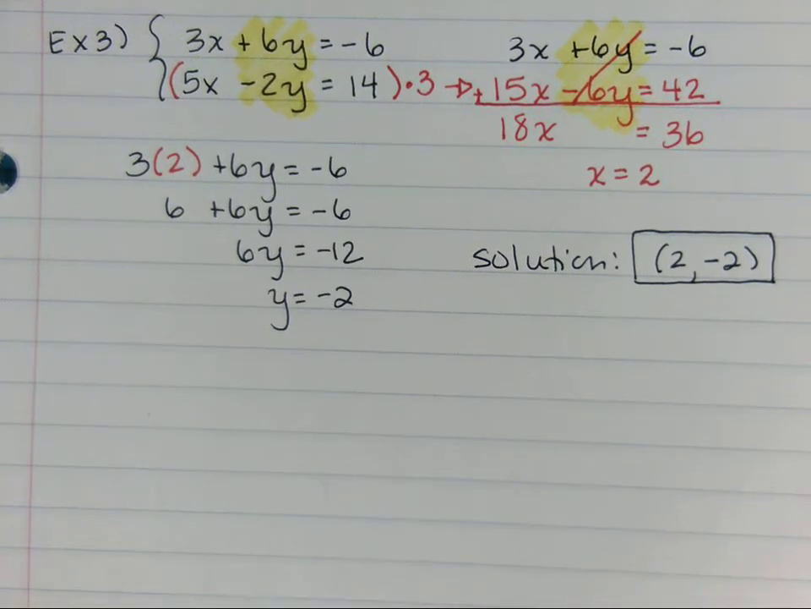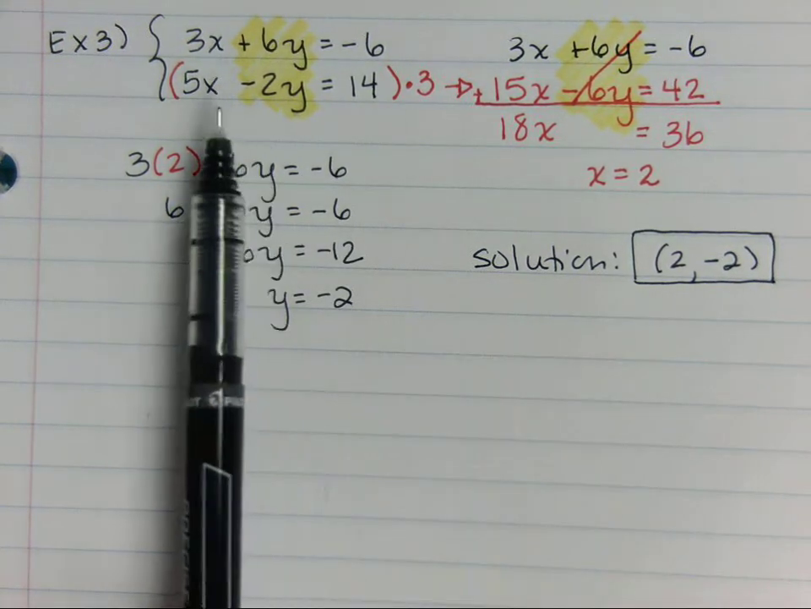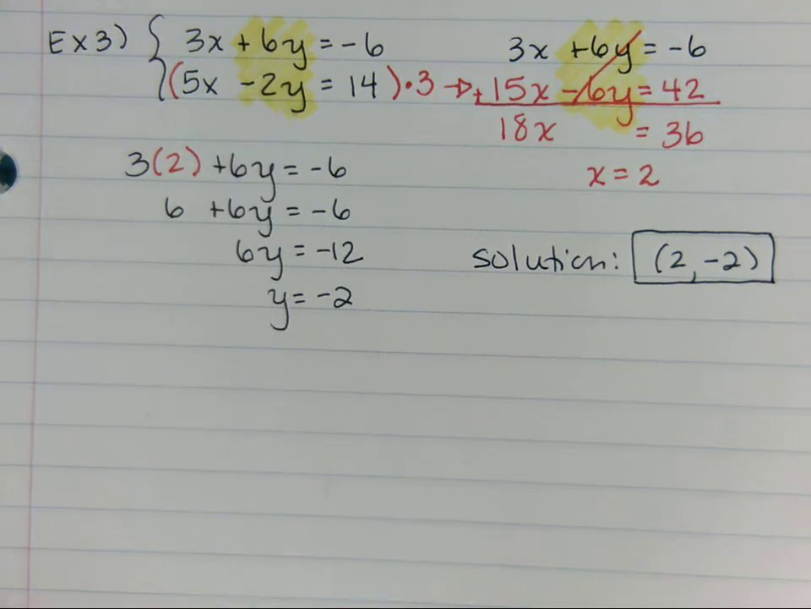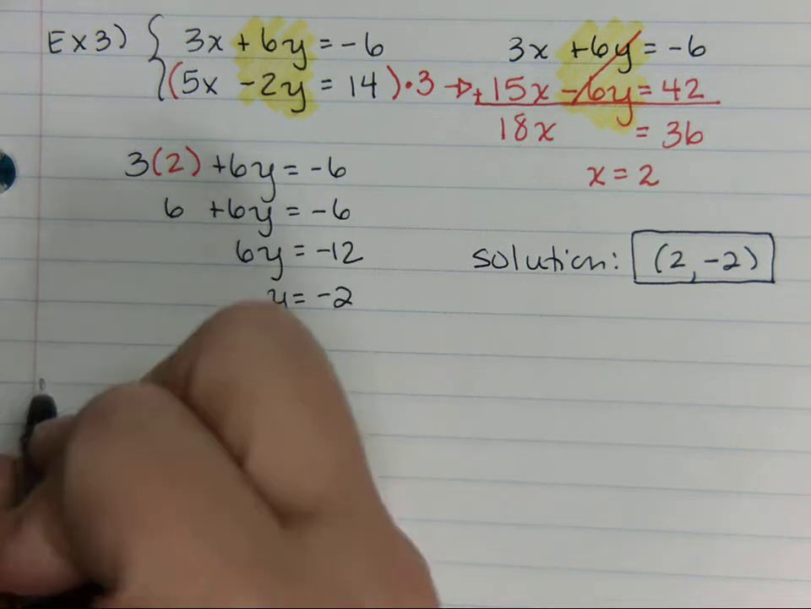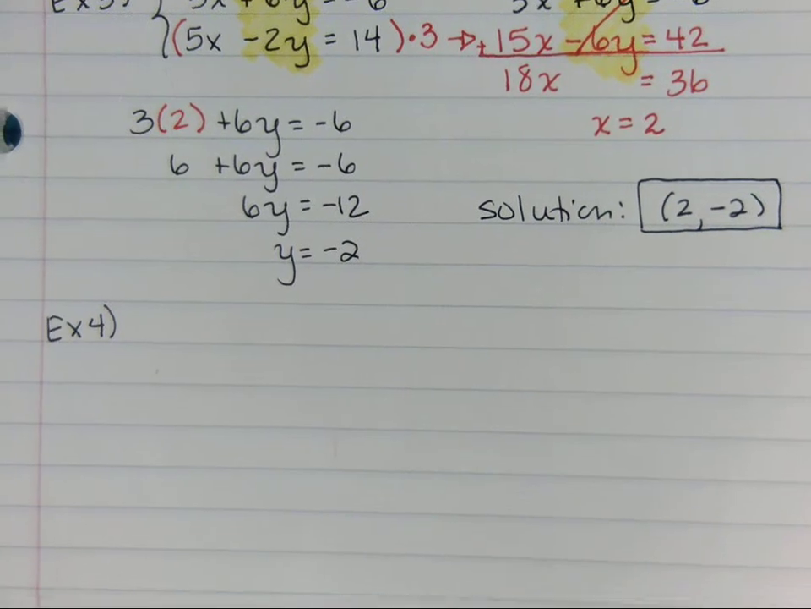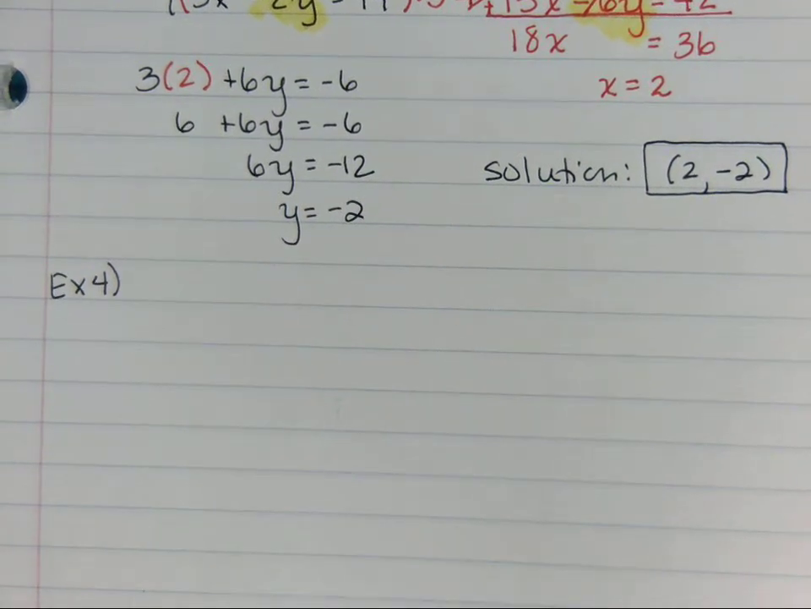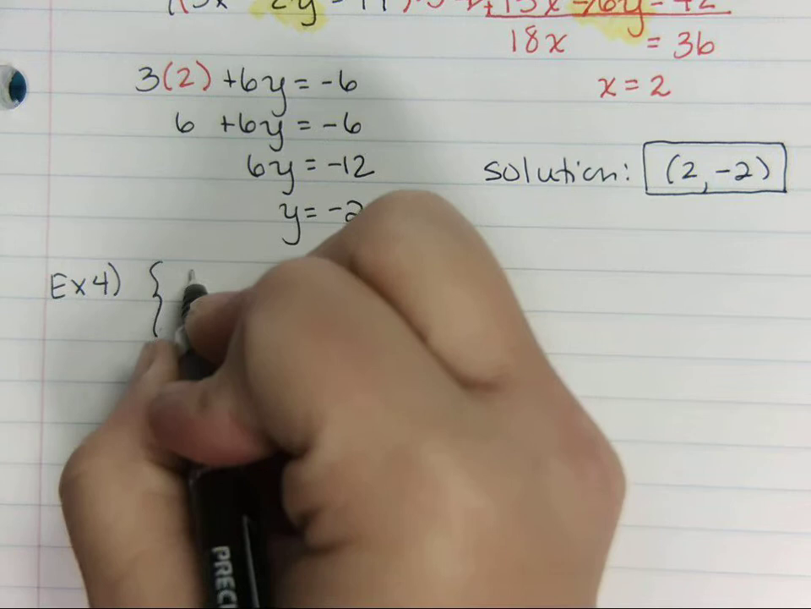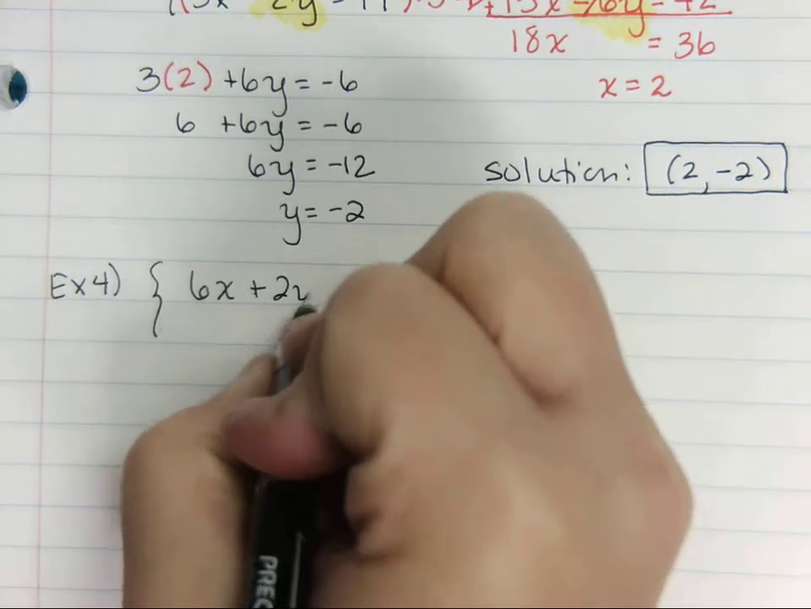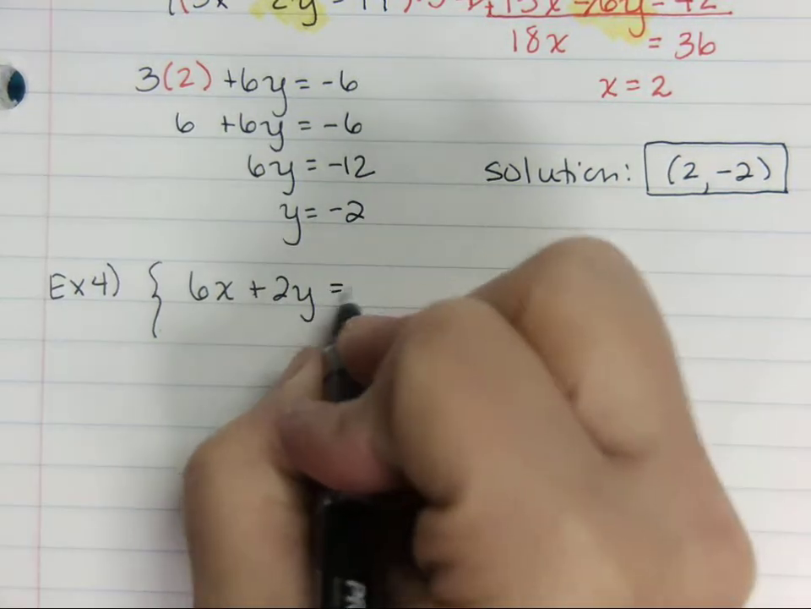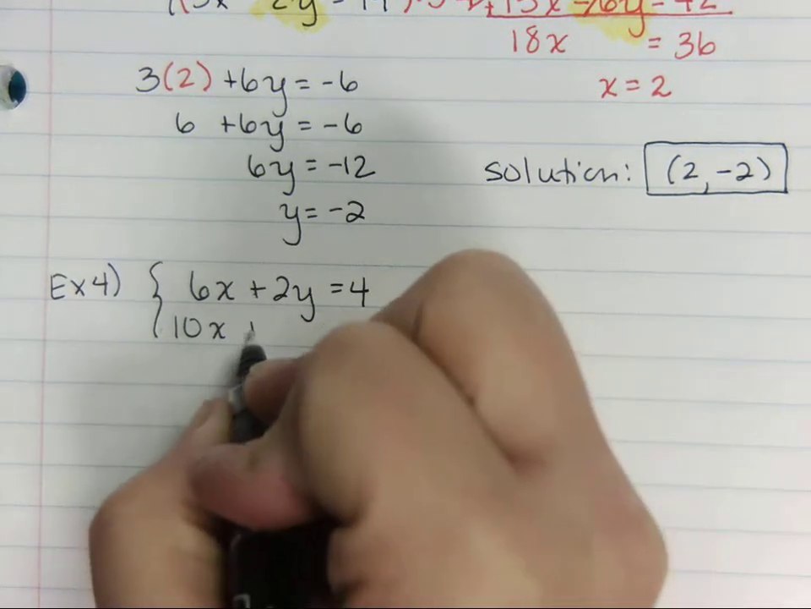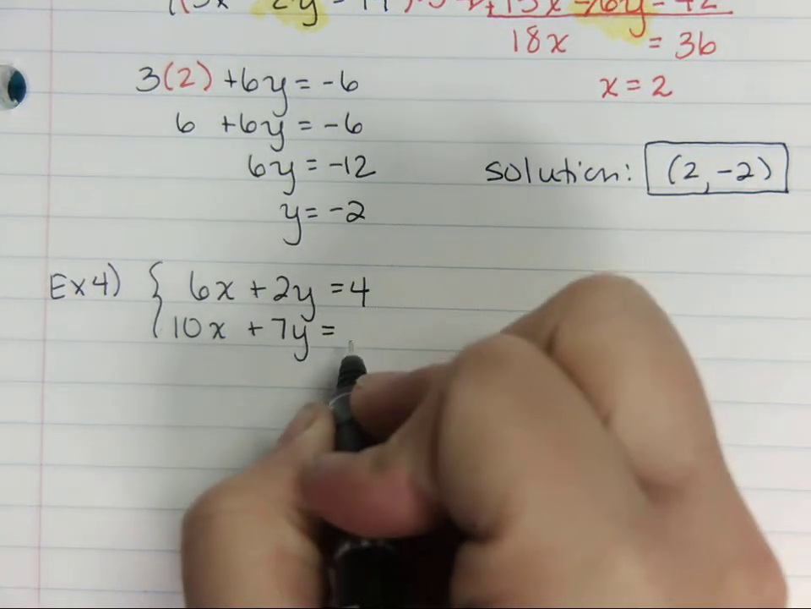So sometimes, like I said, if you have an equation where one term is already a multiple of the other, that's the one you're going to want to choose to eliminate. But sometimes, as we're going to see in our last example, there's no real right or easy way. You just got to pick one and go with it. So let's look at 6x plus 2y equals 4 and 10x plus 7y equals negative 8.